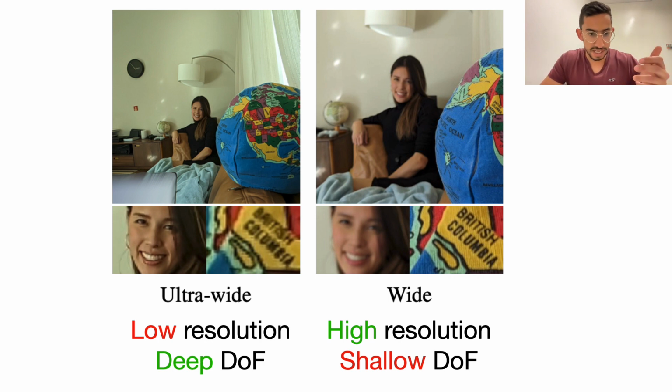The ultra-wide camera has very deep depth of field, so everything is in focus, but on the other hand it has low resolution, as you can see in the pixelated text. The normal camera, which we refer to as the wide camera, has much higher resolution, but has a shallow depth of field. So here it's focused on the globe, so the person is blurry.